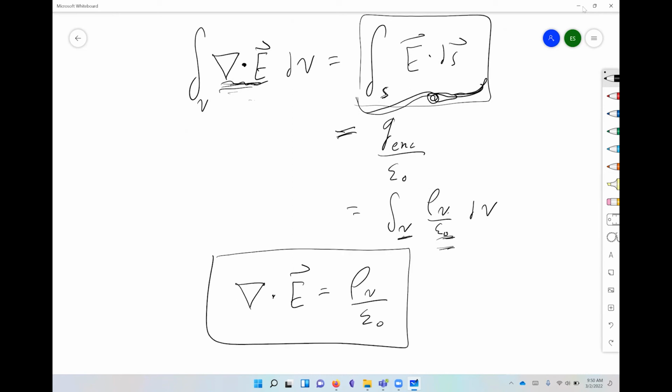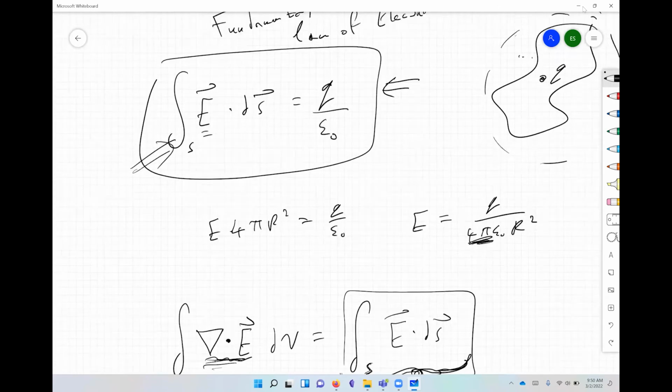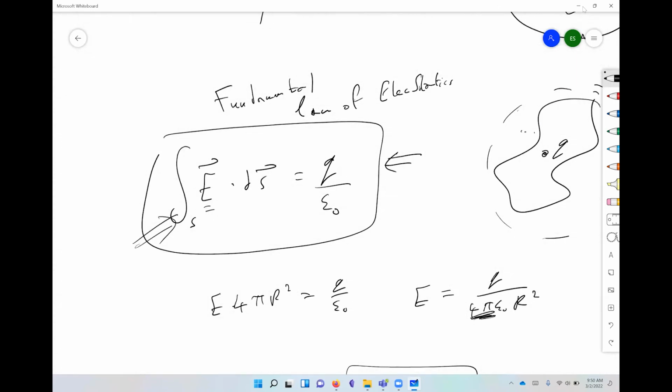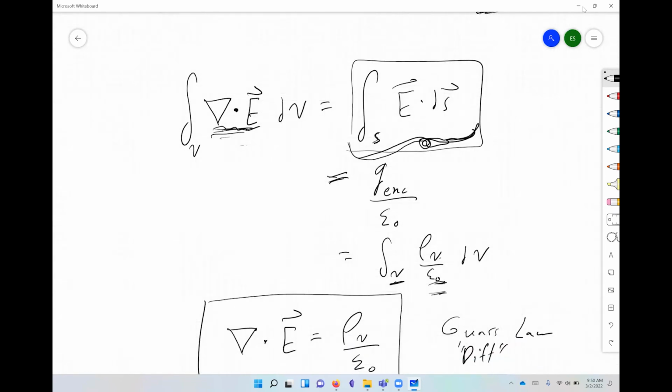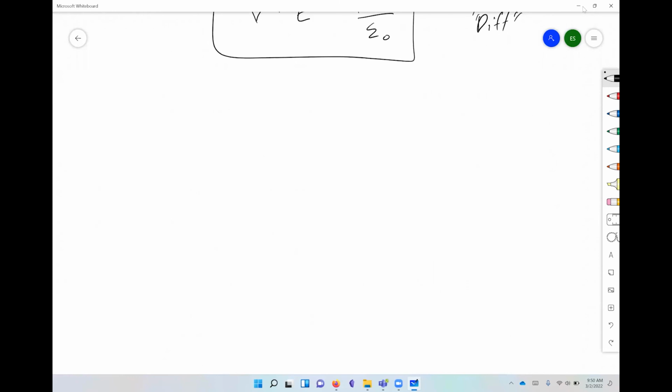This is also Gauss's law, but this is what's called the differential form of Gauss's law. So Gauss's law comes in two versions. It comes in the integral version and the differential version. But it's the same law. One is looking from the perspective of the infinitesimal, and the other one is looking from the perspective of the global.